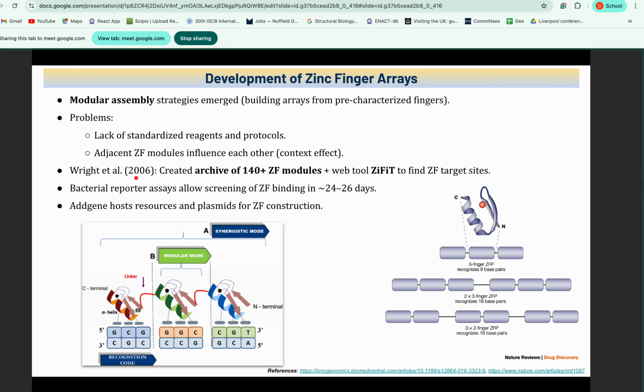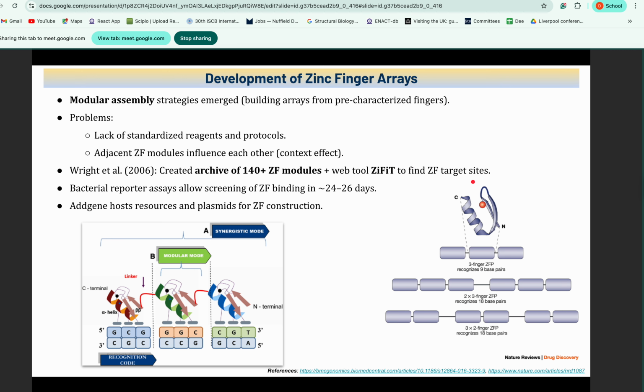So Wright et al., this group of scientists, in 2006 created an archive of 140 plus zinc finger modules plus a web tool, which is Zipit, to find the zinc finger target sites. So from here we can see which zinc finger will bind to what target site.